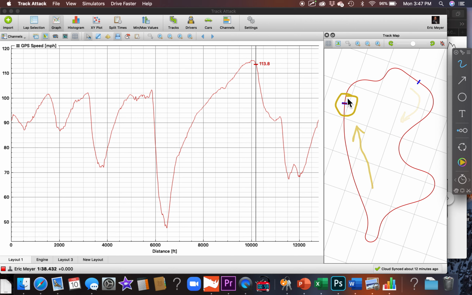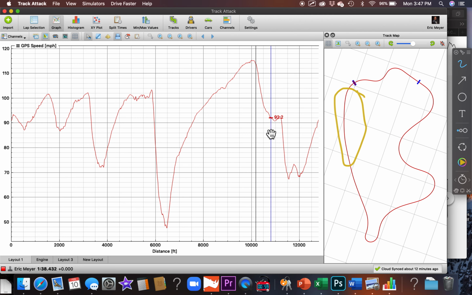This right here happens to be our little icon, and if I move it around, see that there? Right here, look over at the track map. I'm going to move this right here down the back straight. All right, there we are. And that's where our car's located.